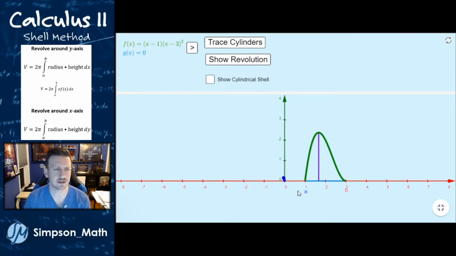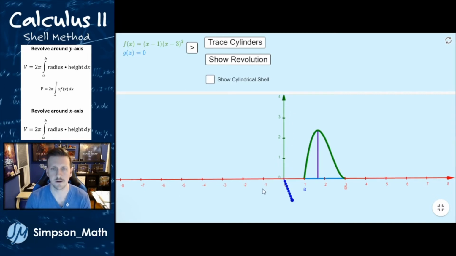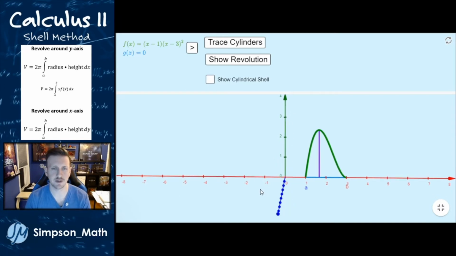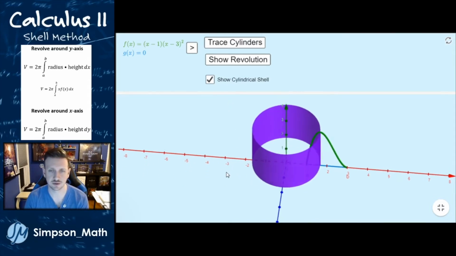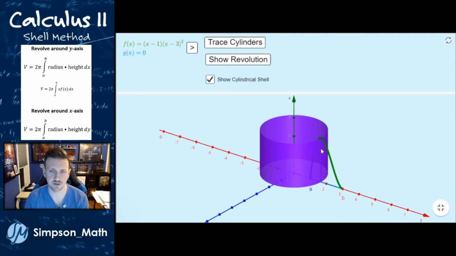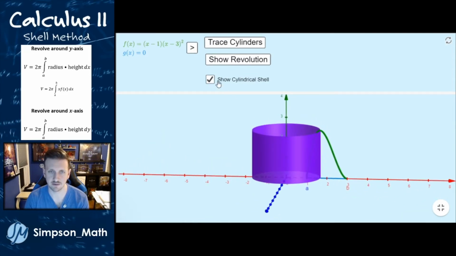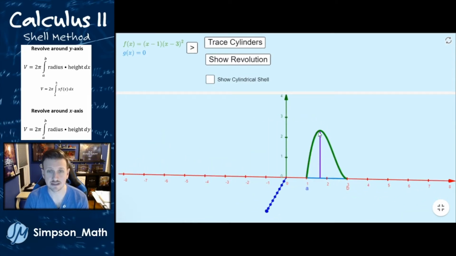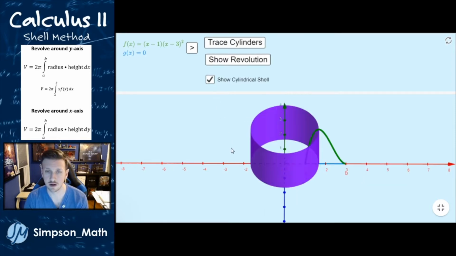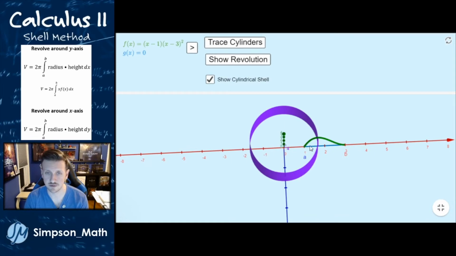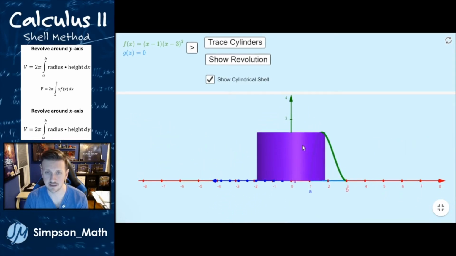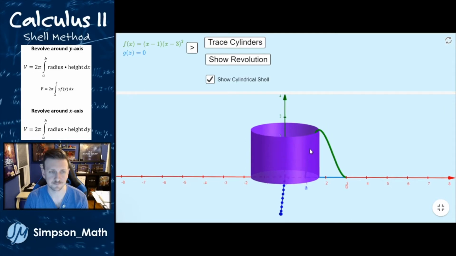So how do I get the volume? Here I'm going to be revolving around the y-axis. Before I just pop that out, let me show you what these shells are going to look like. Here's a cylindrical shell, and that colored-in height right here is the height of that cylinder. The radius is simply x. I can move that up here, and you can see this radius is x, and this height is the height of the function.